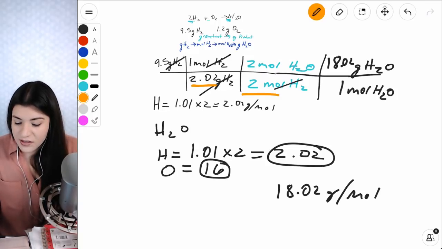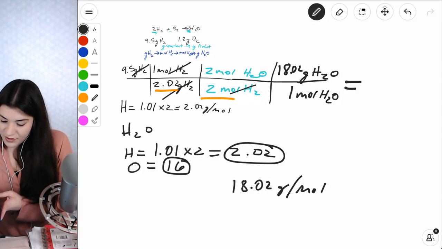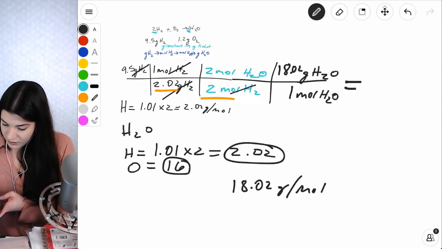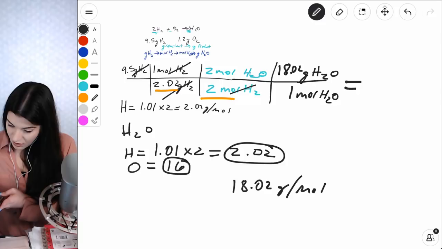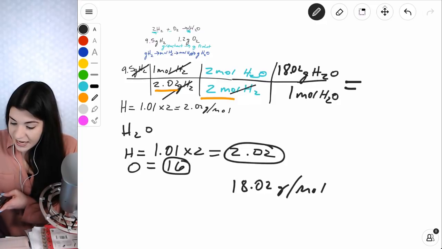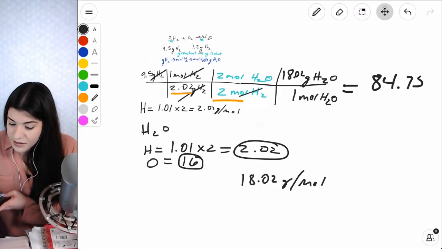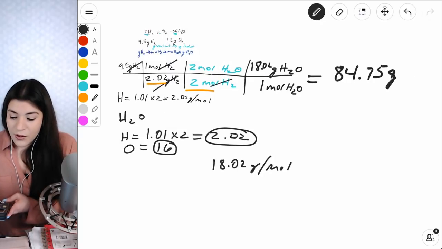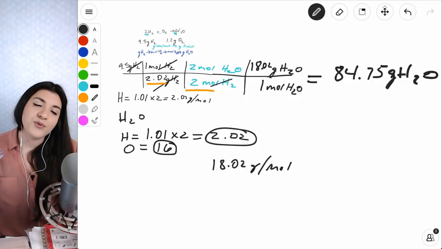So let's see what that gives us, and then after we do that, we have to do the same thing with the other reactant. So here we'll see 9.5 times 2 times 18.02 divided by really 4.04. So that'll give us 84.75 roughly, and this is grams of water. So like I said, we have to do this same exact process with the other reactant, which was O2.